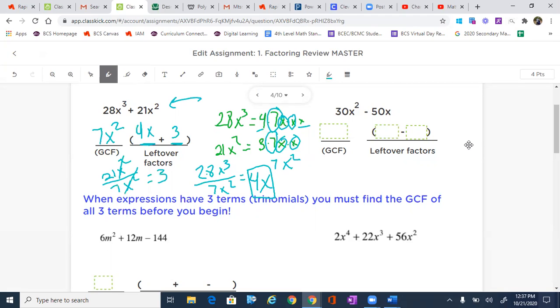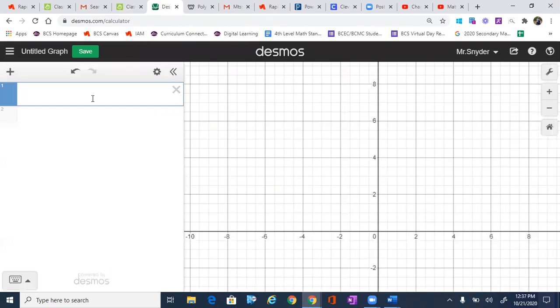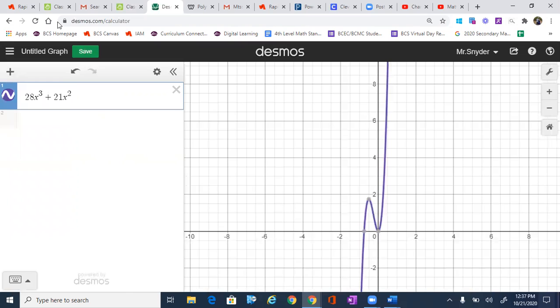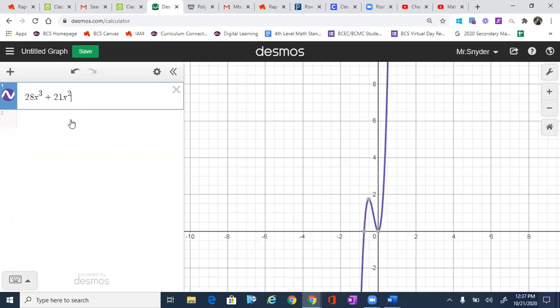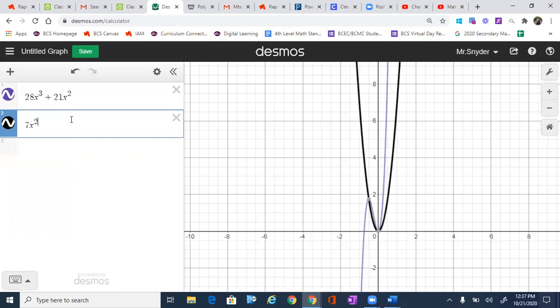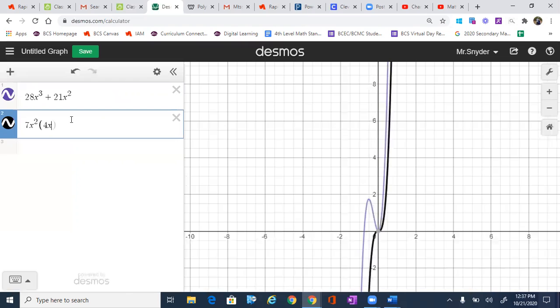And now we can always check it out. I love to use Desmos for this to make sure I've done things correct. So I'm going to take 28x cubed plus 21x squared. Okay, there is the original graph. And now I'm going to type in 7x squared, parentheses 4x plus 3, and notice what happens. They overlap, and that means that they're exactly the same, and that verifies that a lot of the work that we have done could be the correct answer.